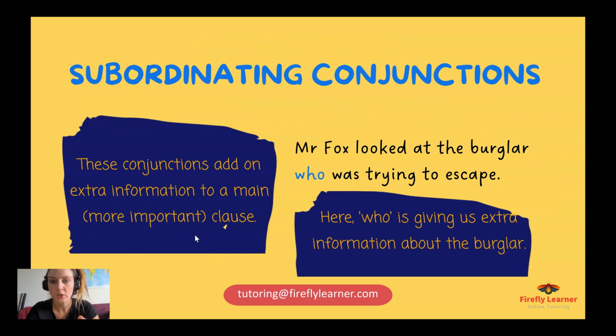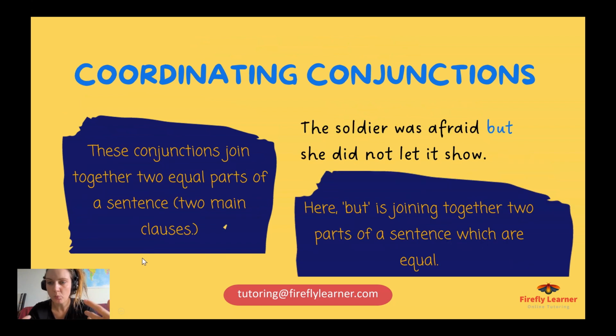So here, who is giving us extra information about the burglar. That extra clause, who was trying to escape, is extra information about our main clause, Mr. Fox looked at the burglar. When we use coordinating conjunctions, though, both clauses are equal. Both clauses are main clauses. So we use a coordinating conjunction to join them, and the coordinating conjunction must come in the middle between the two clauses. Subordinating conjunctions, you can actually start sentences with them sometimes.